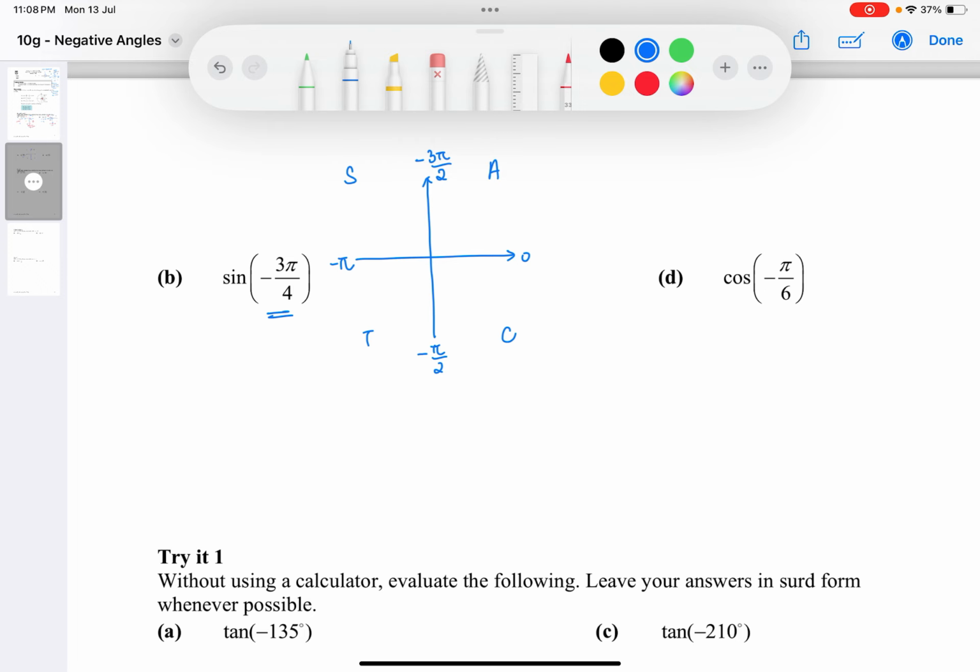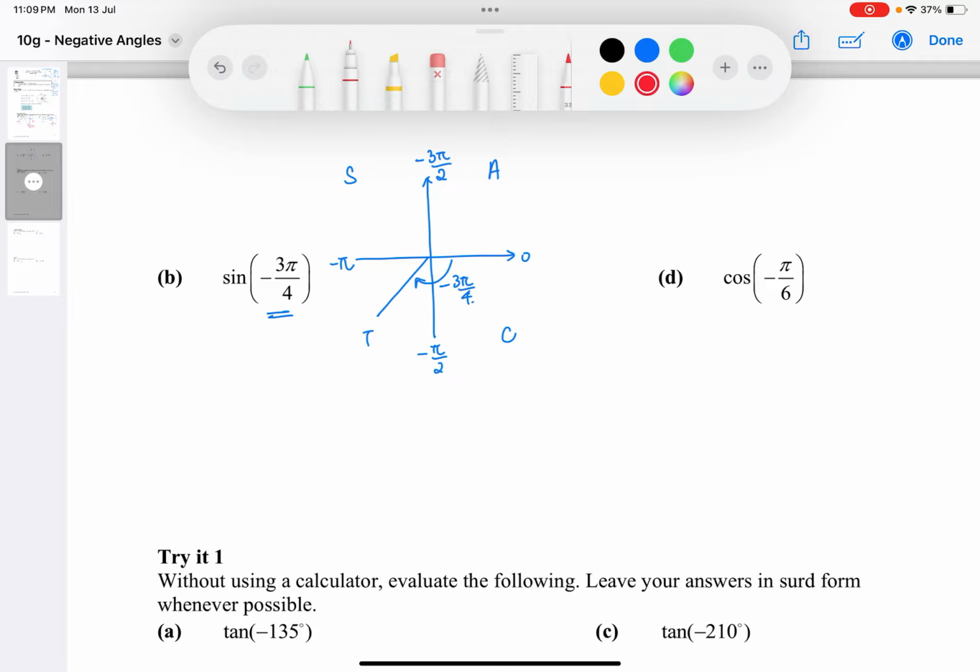Okay, let's figure out what's negative 3 pi over 4. Negative 3 pi over 4 is between negative half and negative 1. Right? 3/4 is between half and 1. So negative 3/4 must be between negative half and negative 1, which means it's in the third quadrant. So this is negative 3 pi over 4.